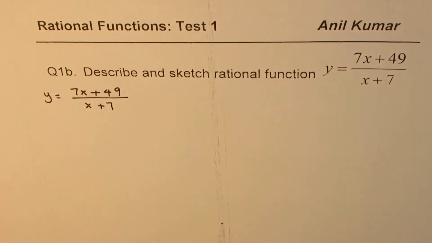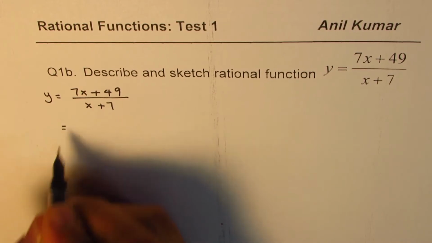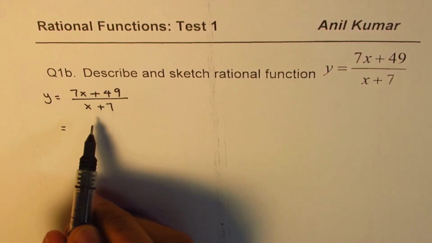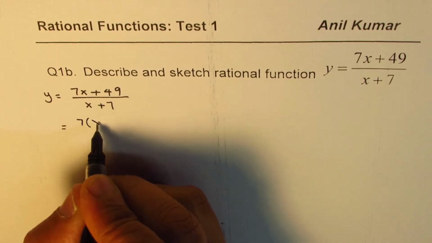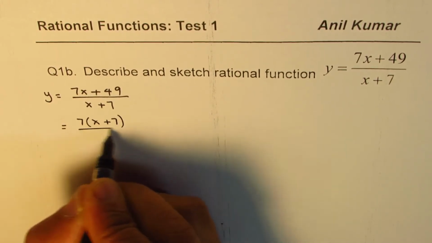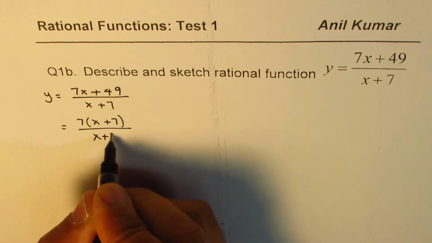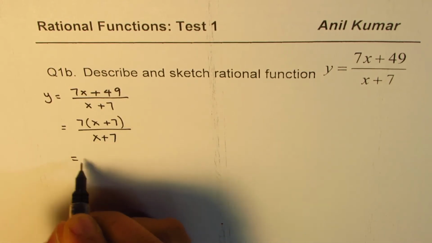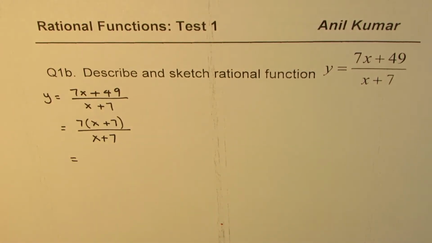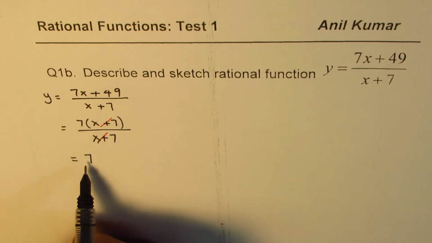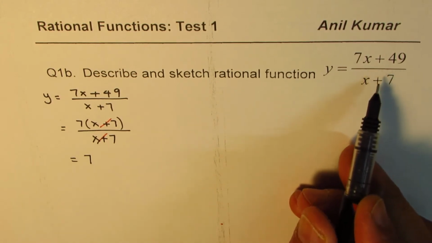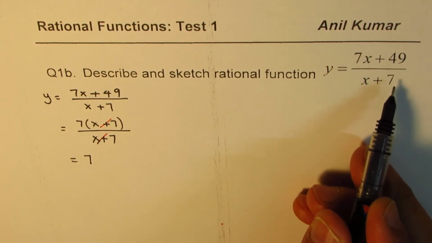That is the function. Whenever you are given a rational function, it's a good idea to factor and then look at it. 7 could be factored from the numerator, so we get 7 times (x + 7), and the denominator is x + 7. Now we have a common factor in numerator and denominator which can be cancelled, and we get the value 7. So y equals 7 is a simplified version of this particular function.